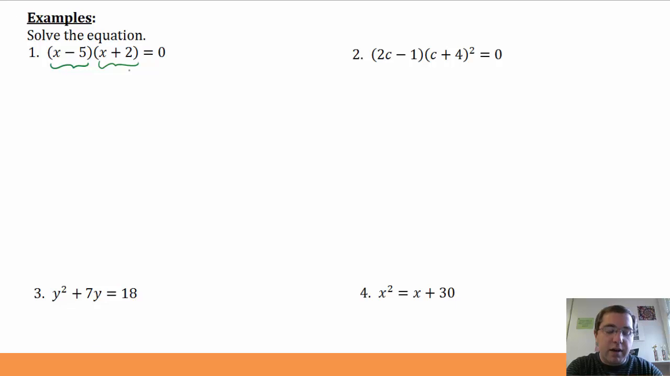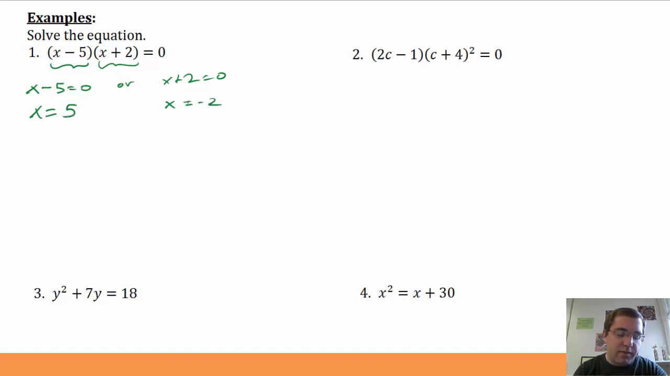Since x minus 5 times x plus 2 equals 0, it means one or both of them has to be 0. So we write x minus 5 equals 0, or x plus 2 equals 0. And the word "or" must be included here. It is a necessary part of this. So we solve each of those equations separately. If x minus 5 equals 0, that means x equals 5. If x plus 2 equals 0, that means x equals negative 2.